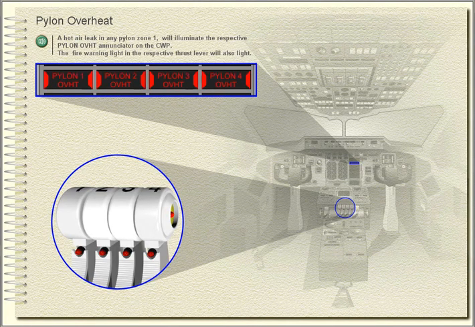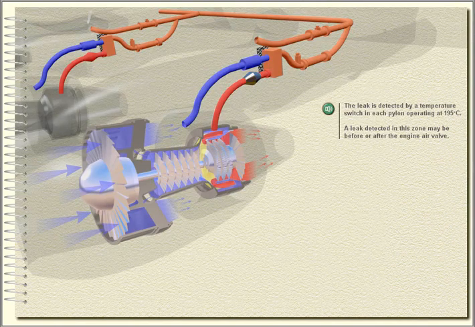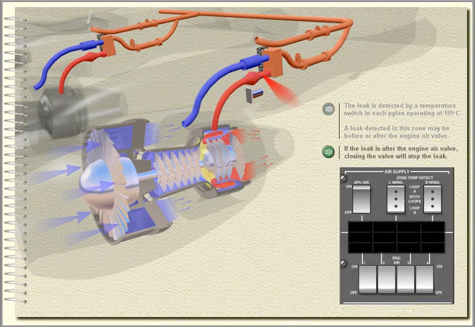Pylon overheat. A hot air leak in any pylon zone 1 will illuminate the respective pylon overheat annunciator on the central warning panel. The fire warning light in the respective thrust lever will also light. The leak is detected by a temperature switch in each pylon operating at 195 degrees Celsius. A leak detected in this zone may be before or after the engine air valve.